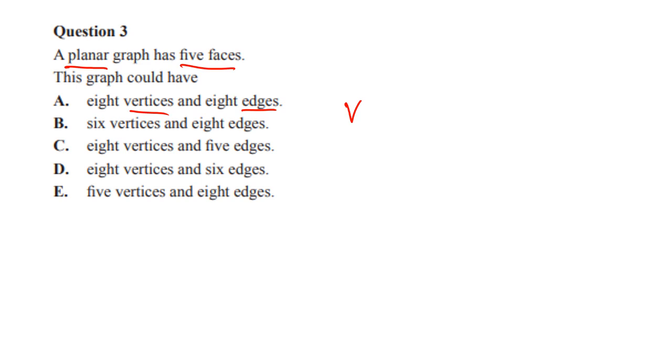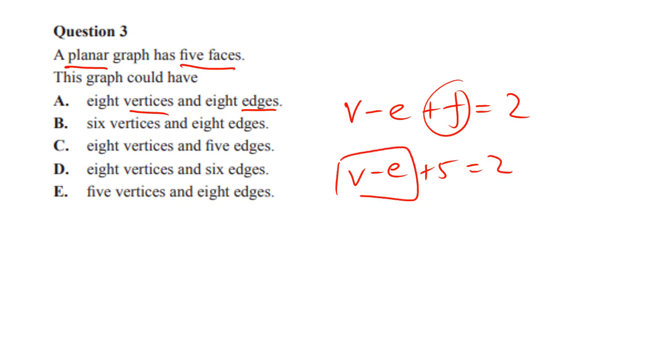So V minus E plus F equals 2. They've given us that F equals 5, so we know V minus E plus 5 equals 2, so we've just got to worry about this. Now, for this whole statement to be true, we want V minus E to be minus 3. So we want 3 more edges than vertices. And if you do all your calculations, it's E.